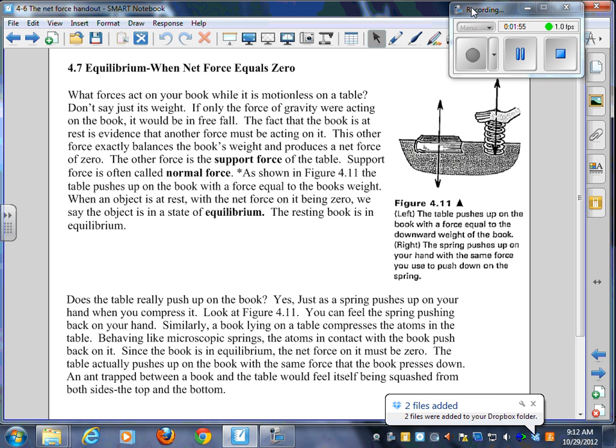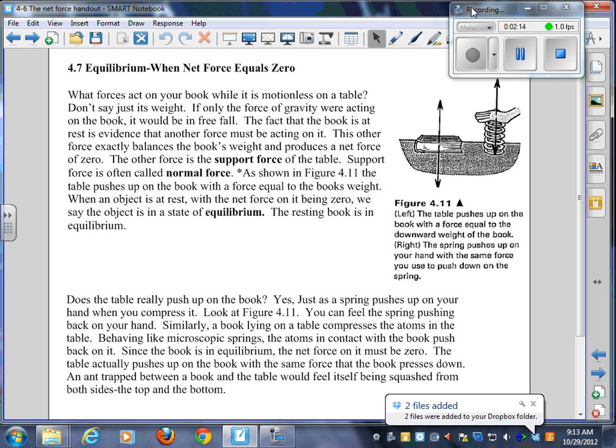So it says, what forces act on your book while it's motionless on a table? Don't just say it's weight. If only the force of gravity were acting on the book, it would be in free fall. The fact that the book is at rest is evidence that another force must be acting on it. This other force exactly balances the book's weight and produces a net force of 0. The other force is the support force of the table.